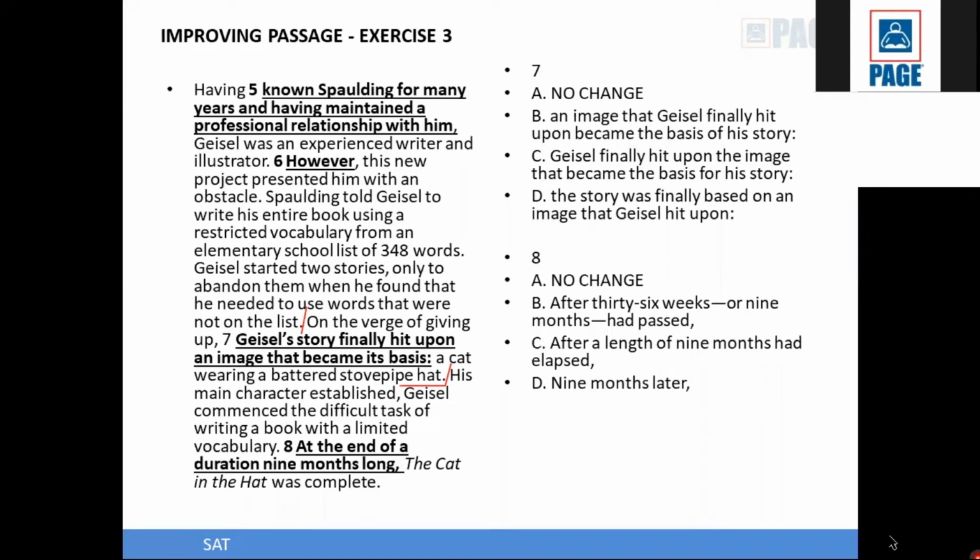Okay, fine. Those who gave the answer, it's right. Answer is C.